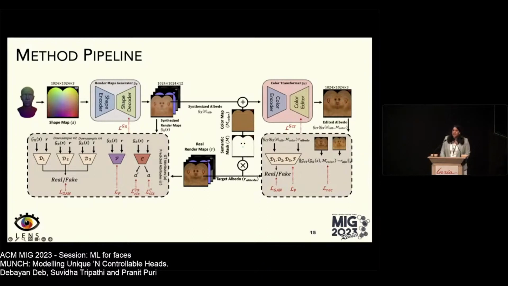Now, after the shape generation part, we use the render maps generator with multiple losses, so a GAN specific loss. Then we used perceptual loss to maintain the perceptual realism of the texture maps, and the classifiers were used to maintain the demographic inputs. After that came the color editing stage, which was done by the color transformer, GCT. And here again we're using a GAN-based architecture to transfer the color components.